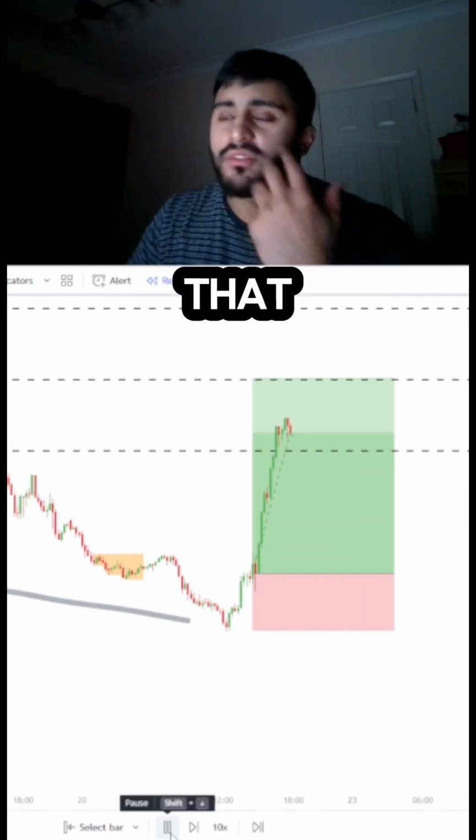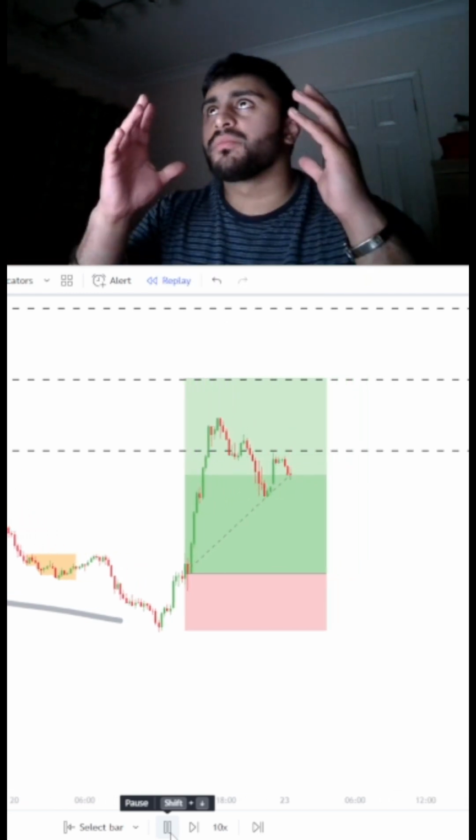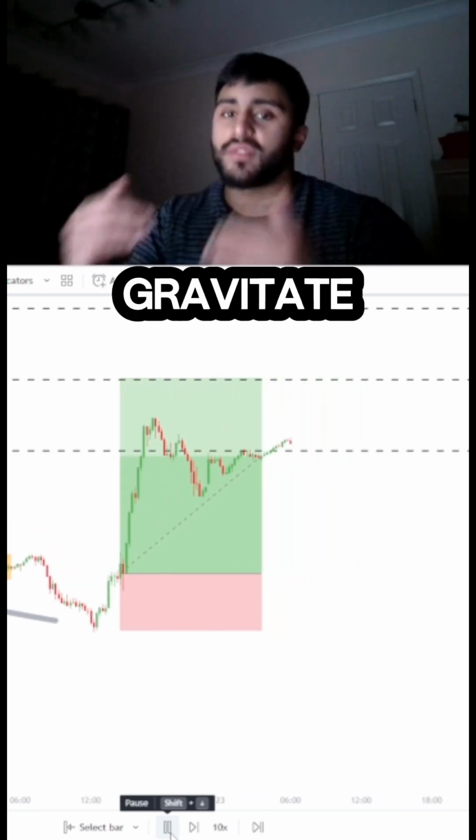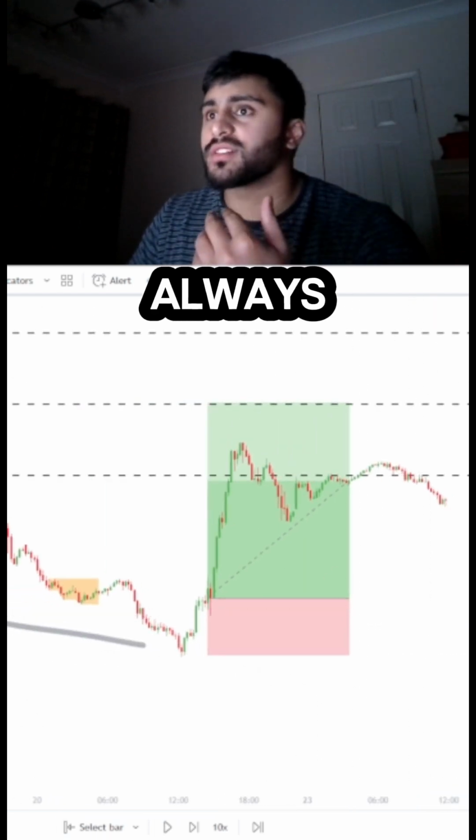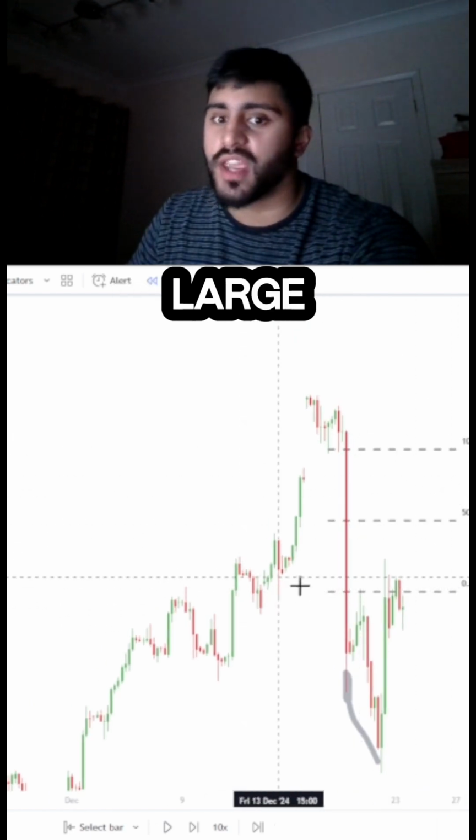I want traders to understand that fair value gaps are simply magnets that price will often gravitate towards in the next coming days or weeks. So have them on your chart and always understand price will gravitate towards these large areas of imbalances.